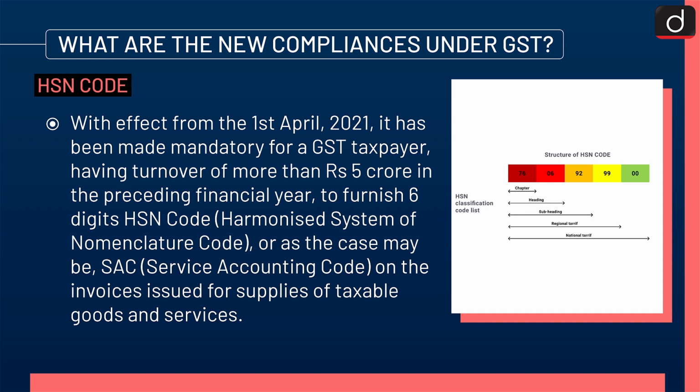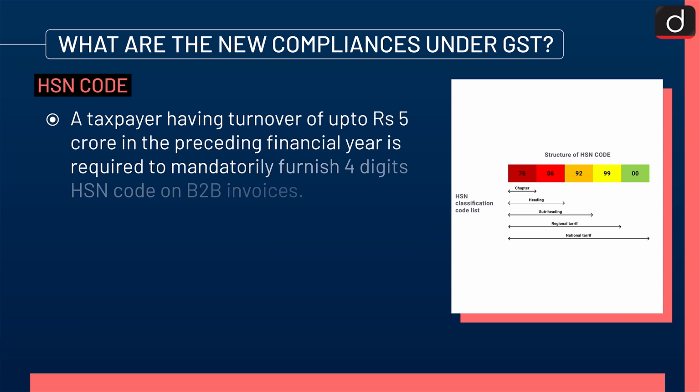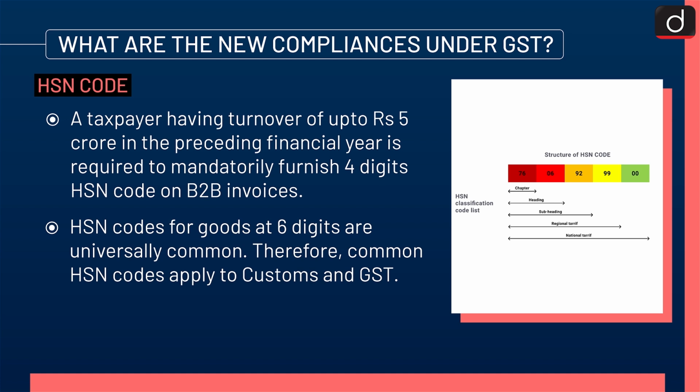A taxpayer having turnover of up to Rs. 5 crore in the preceding financial year is required to mandatorily furnish 4 digits HSN code on B2B invoices. HSN codes for goods at 6 digits are universally common. Therefore, common HSN codes apply to customs and GST.